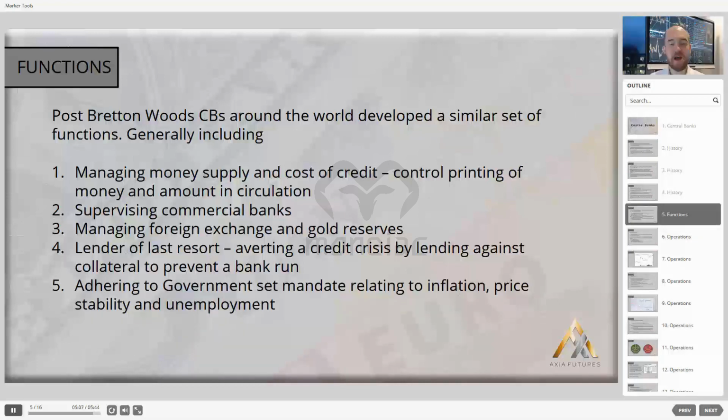Finally, almost all central banks have a mandate generally set by the government, and this guides their policies going forward and guides the majority of their operations. This mandate usually, not exclusively, relates to either inflation, price stability, unemployment, various different phrases for it, but all central banks will have a primary mandate. Some will have a dual mandate in the case of the Fed, which we'll talk about later. And this is generally set by the government and what almost all of their policy is geared towards.